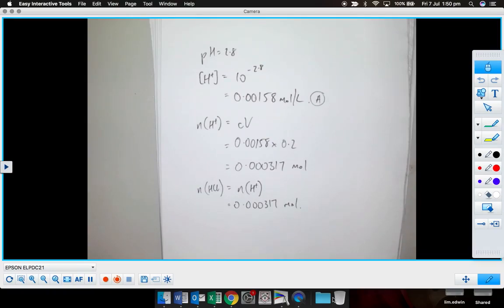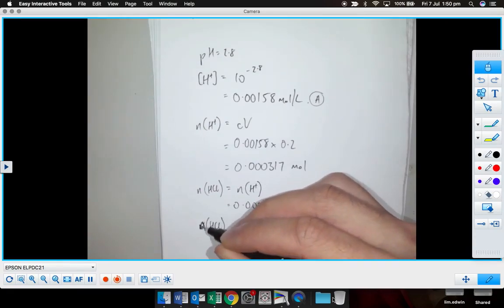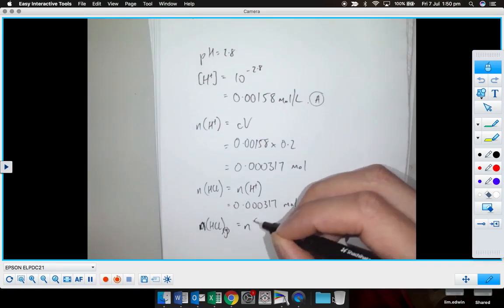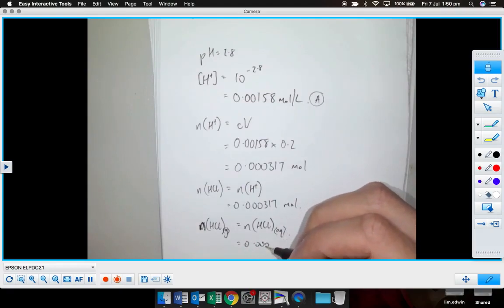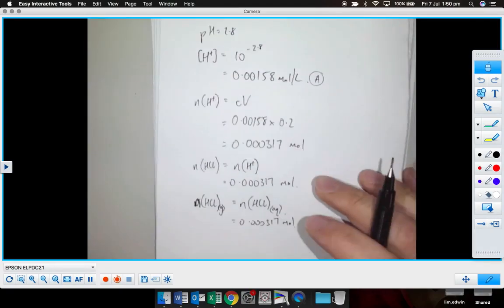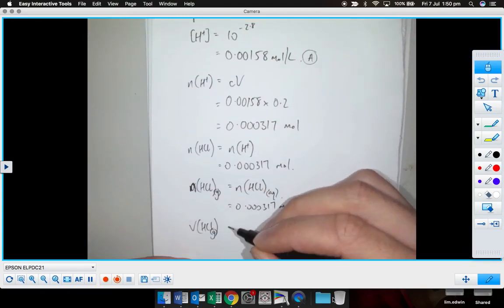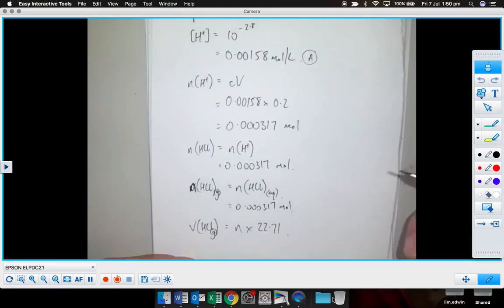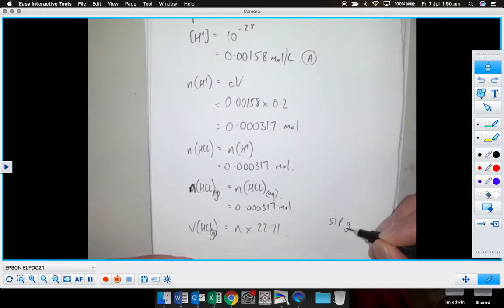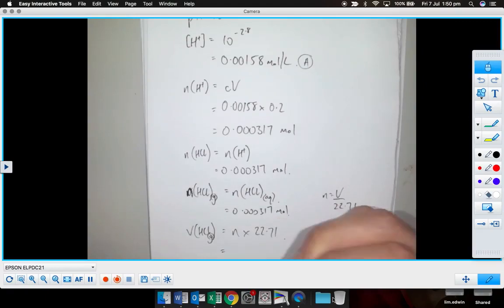Okay, so now I need to work out the volume of HCl. The number of moles of HCl gas will be equal to the number of moles of HCl aq, which will be equal to 0.00317 again. But now I have to work out the volume of HCl gas, which will be equal to N times 22.71. Where does this equation come from? It's the STP gas equation, where N is equal to V over 22.71, so therefore V is equal to N times 22.71 at STP, right?